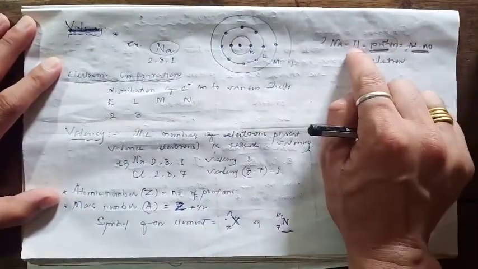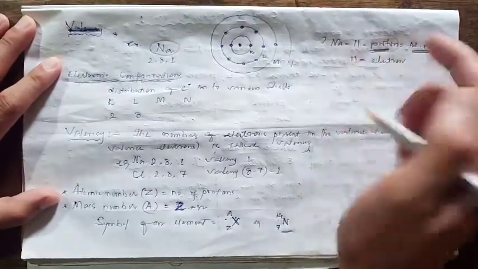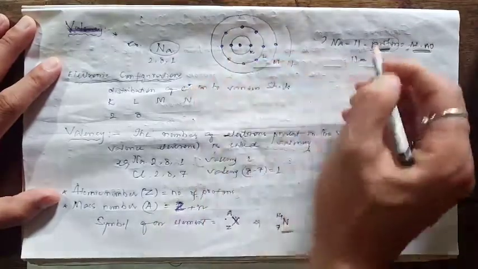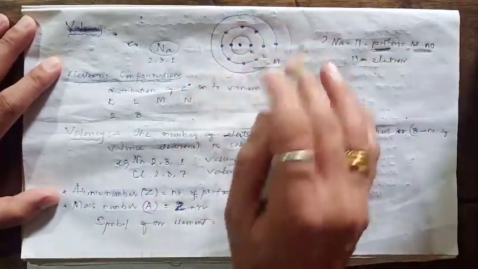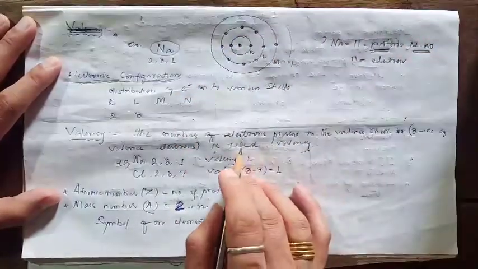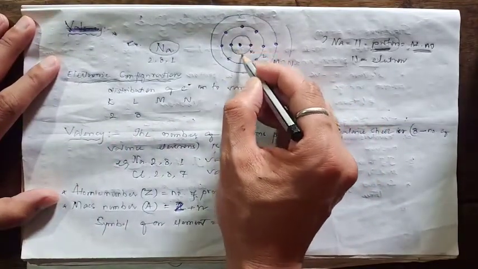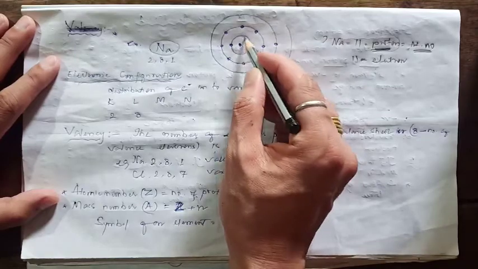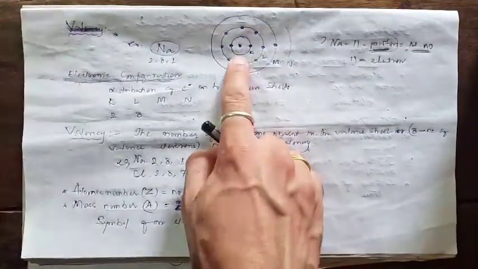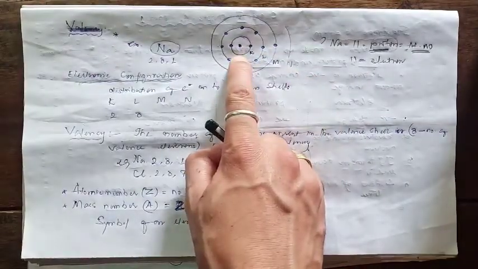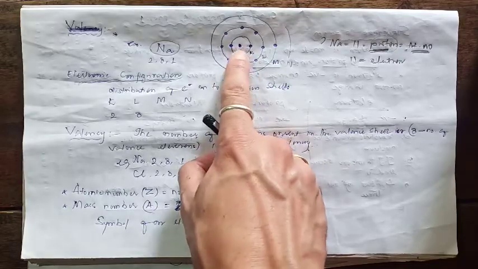Positive charge particles 11 and negative charge particles 11. Now the protons are present in the nucleus and the electrons are distributed in different shells. So how are they distributed, student? The first shell has a maximum capacity of 2. That means the first orbit can take a maximum of 2 electrons, not more than that.